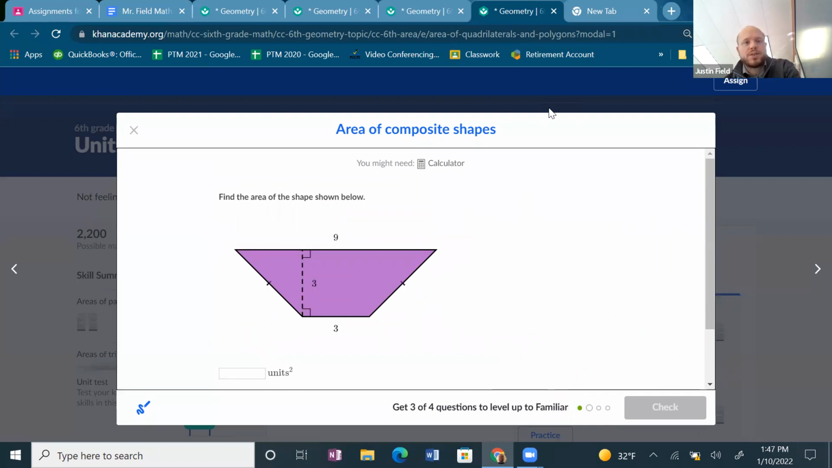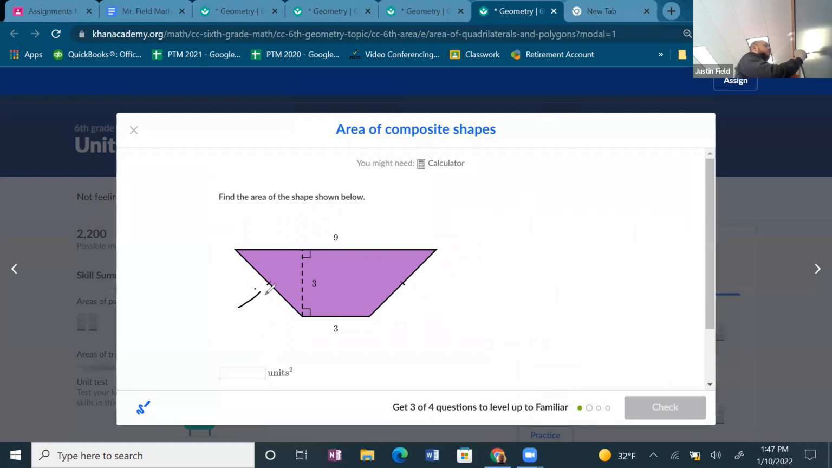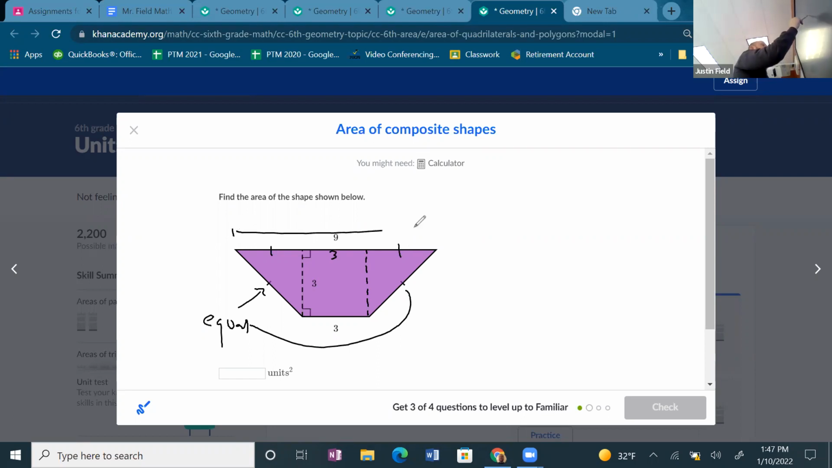Let's do one more of those. So this one, oh, something to note. These little hash marks mean equal. It's a geometry thing. And so this one is tricky. So I know that this is 3, and I know that these are equal. So if the whole thing is 9, then these must be 3 as well. And so now I can find the area.